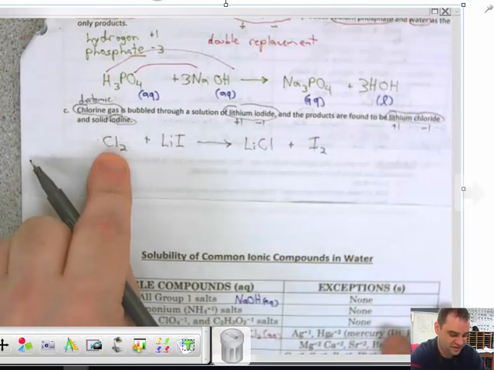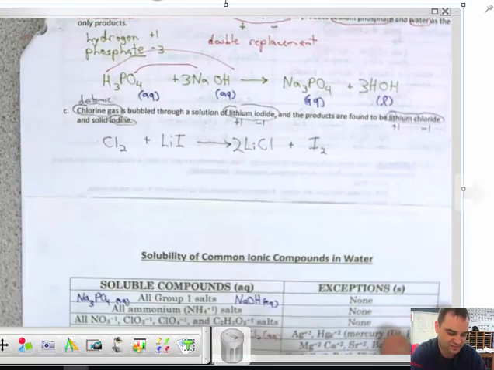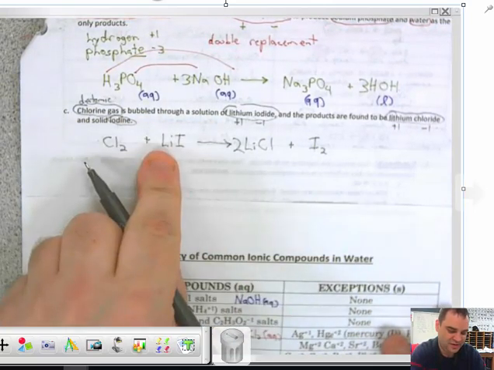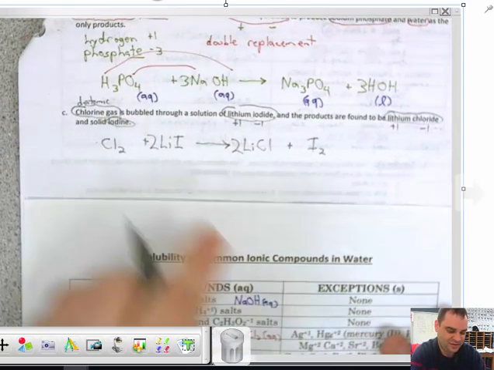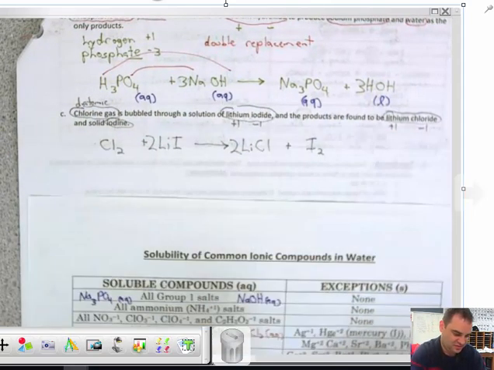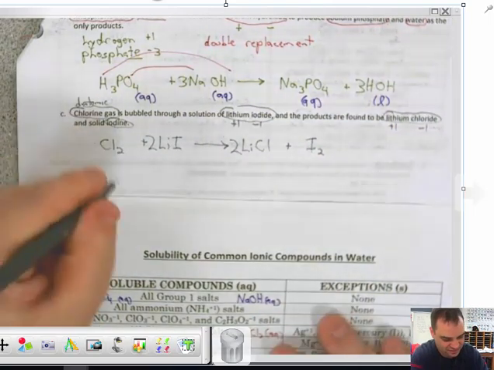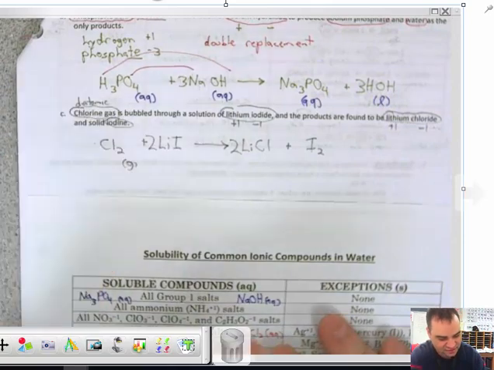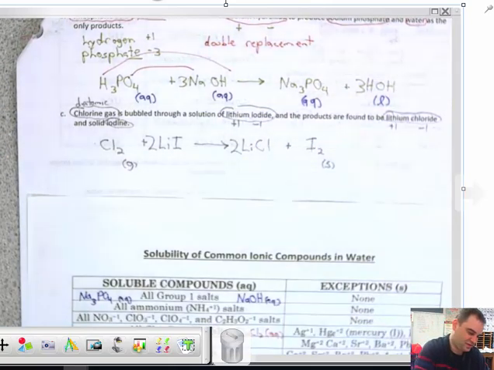2 chlorines here, 1 chlorine here. So I'm going to put a 2 there. 1 lithium here, 2 lithiums here. So I'm going to put a 2 there. 2 I's, 2 I's. Let's put in some state symbols. Chlorine says it's a gas, so we put in a G. Iodine says it's a solid, so we put in an S.